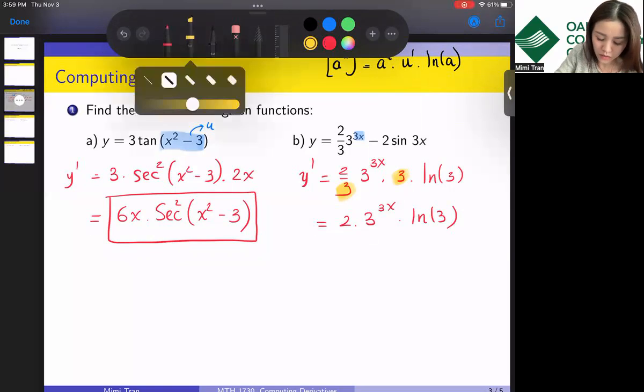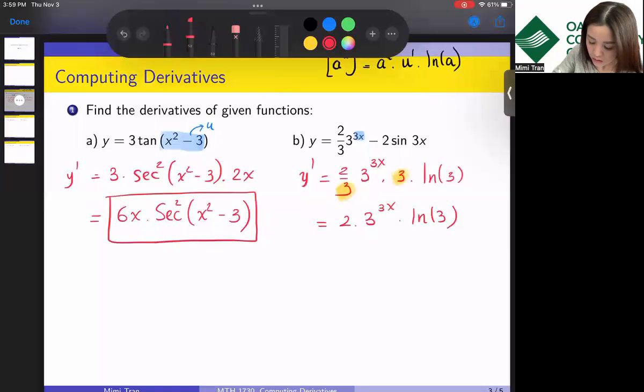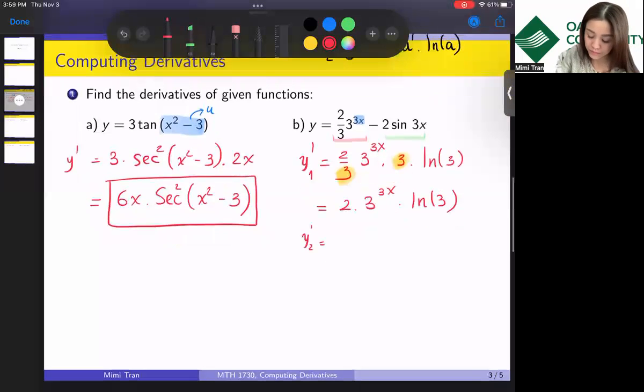So that's one part. Let me do this. The other part, maybe I use green, is negative 2 sine of 3x. So I'm going to say y prime 1, y prime 2. Again, I'll use green. The negative 2 is a constant, so we leave it alone.